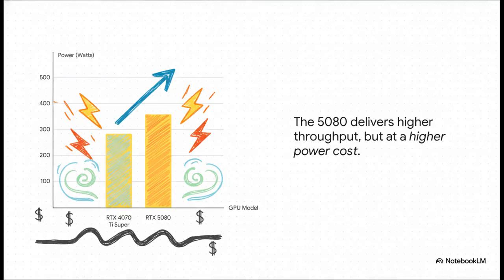But all that next-gen power definitely comes at a cost. The RTX 5080 has a total graphics power, or TDP, of 360 watts. That's a pretty noticeable jump from the 285 watts of the 4070 Ti Super. And that's a critical factor not just for your cooling solution, but for your electricity bill too.